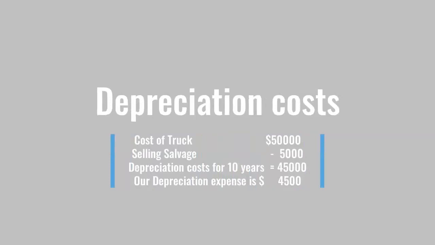The depreciation cost expense example. Remember the equation: cost of fixed asset minus salvage value divided by the useful life. We bought a truck for $50,000. We minus $5,000, which is the selling salvage price after 10 years. Therefore, the depreciation cost for 10 years is $45,000. Our depreciation expense is $4,500, which is $45,000 divided by the 10 years.